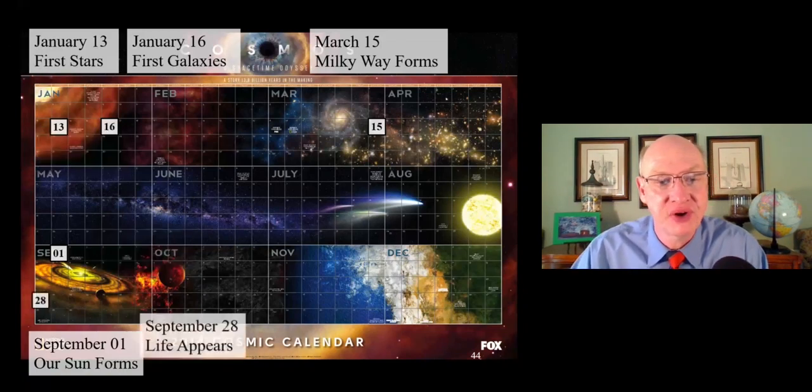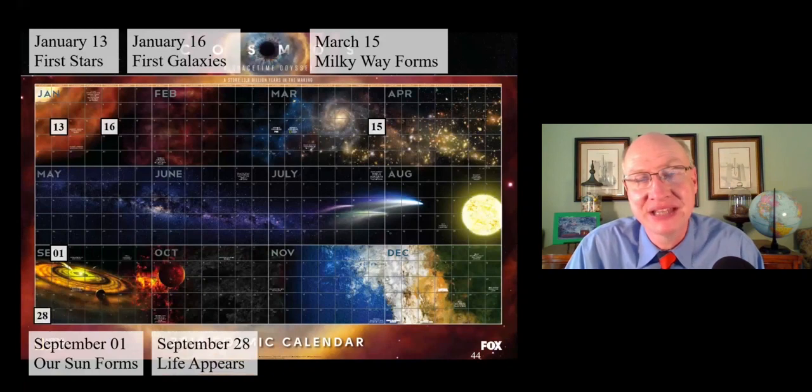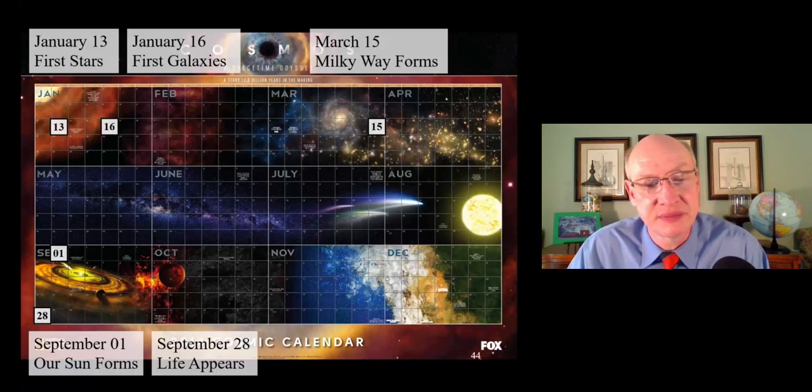Now, by the way, the planets, Mercury, Venus, Earth, Mars, Jupiter, Saturn, Uranus, Neptune, all the planets, all the icy bodies in the solar system, they all formed at the same time that our sun did on September 1st. Not long after the Earth forms with the sun on September 1st, life appears on Earth. The first hints that we have of life would be on the cosmic calendar in late September.